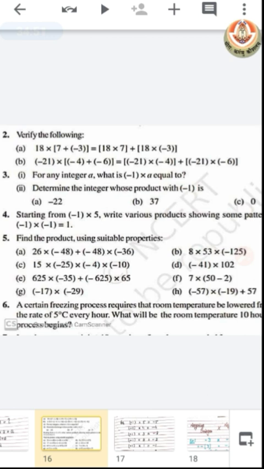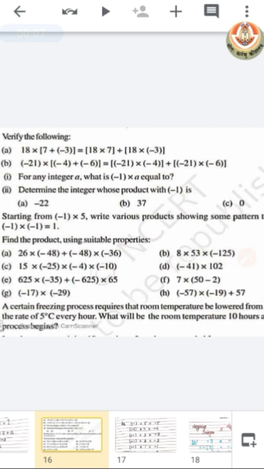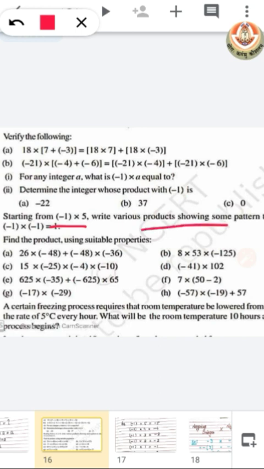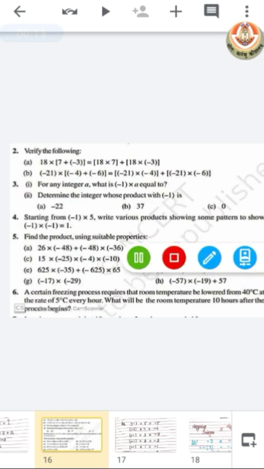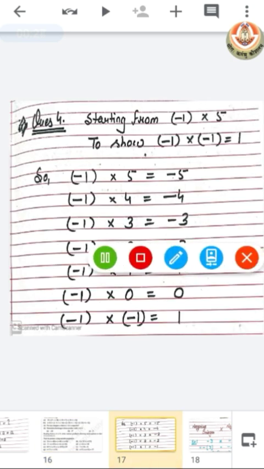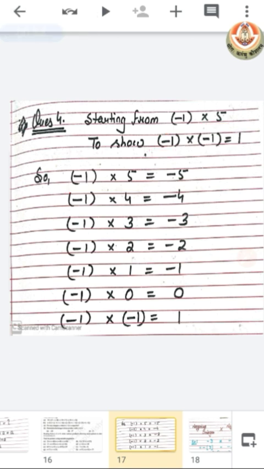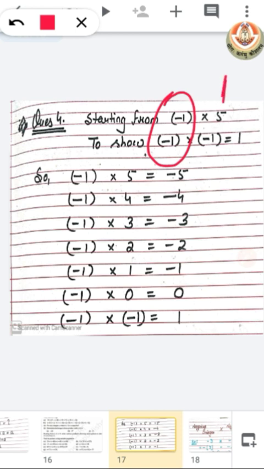Now let's check question number 4. Class, starting from -1 into 5, we have to write different patterns to show -1 into -1 will be 1. Let's check its solution. We start from -1 into 5, which will be -5, and we have to reach -1 into -1. This part will decrease from 5 to -1. So we have to decrease and make various patterns.